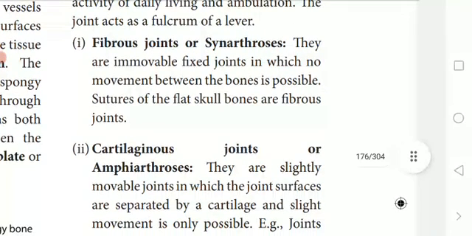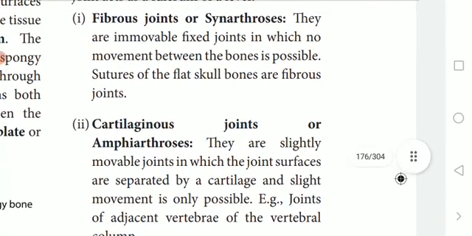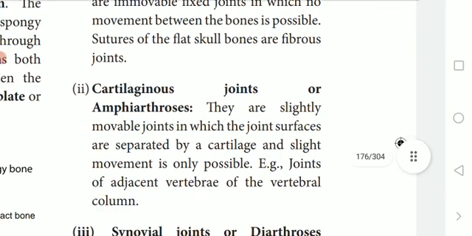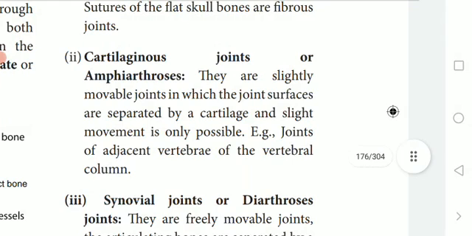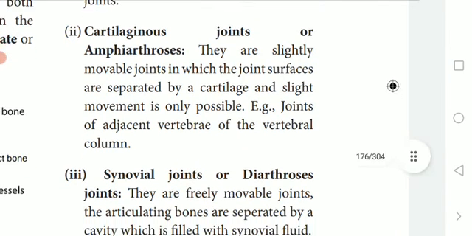The fibrous joints are immovable, fixed joints in which no movement between bones is possible. The sutures of the flat skull bones are fibrous joints. The next joint is the cartilaginous joint. They are slightly movable joints in which the joint surfaces are separated by cartilage, and only slight movement is possible.